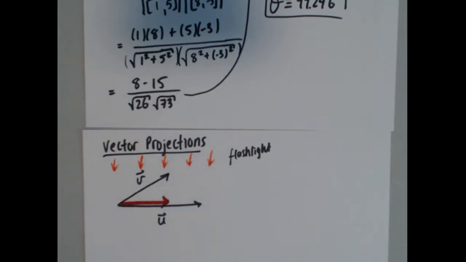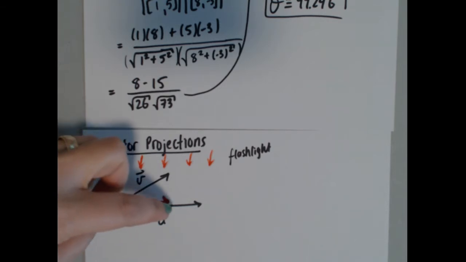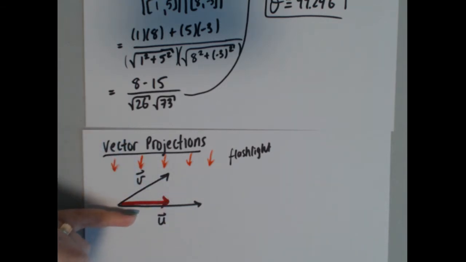Take note of the length of that shadow. Its x length, or its horizontal length, is the same as the x or horizontal length of v.